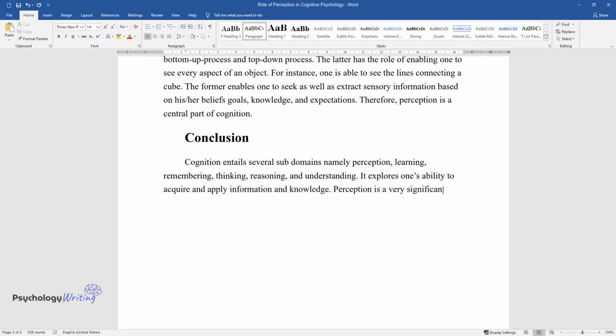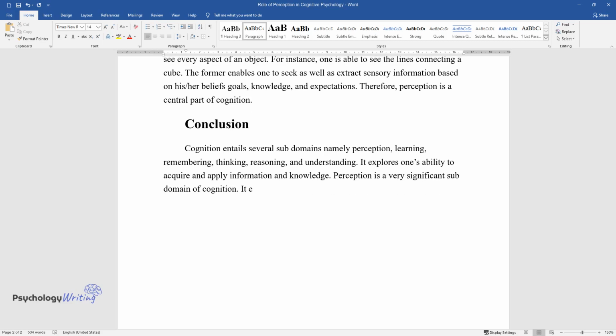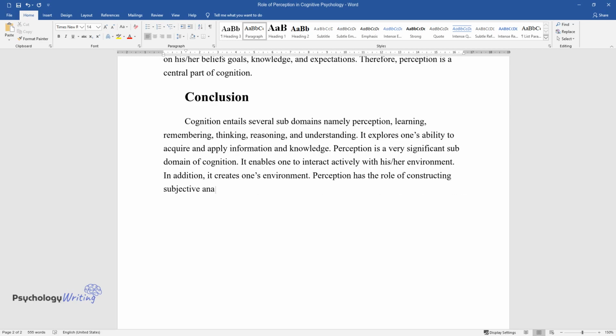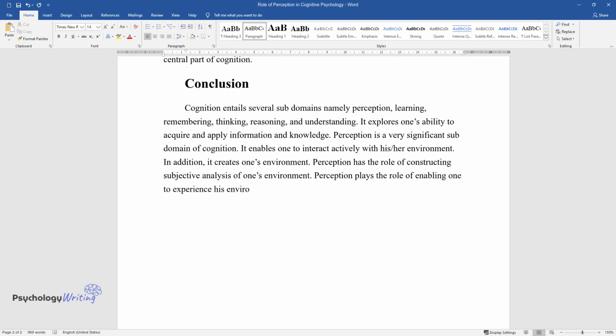Perception is a very significant subdomain of cognition. It enables one to interact actively with his/her environment. In addition, it creates one's environment. Perception has the role of constructing subjective analysis of one's environment. Perception plays the role of enabling one to experience his environment.